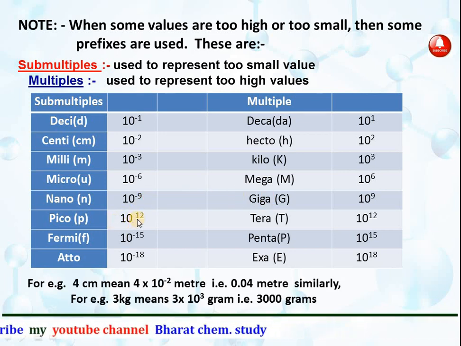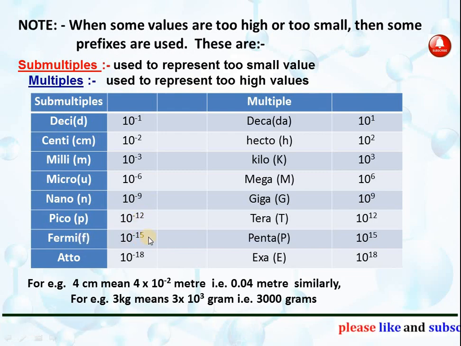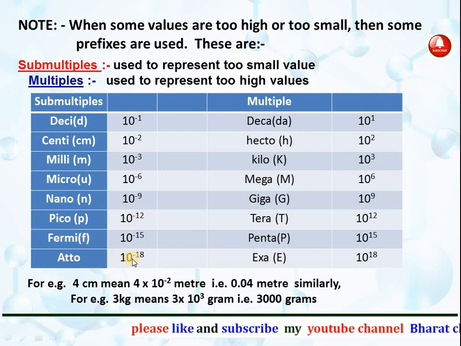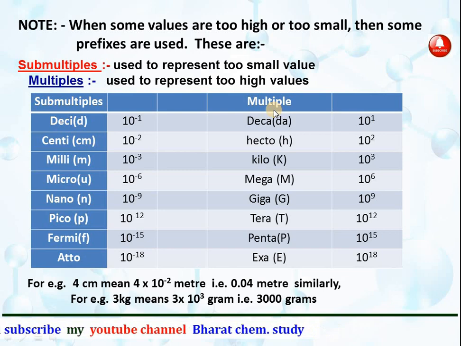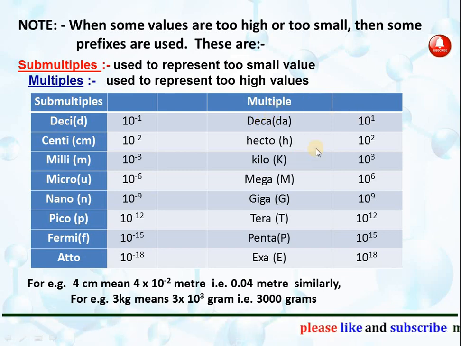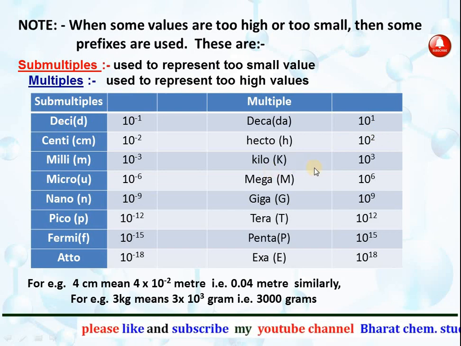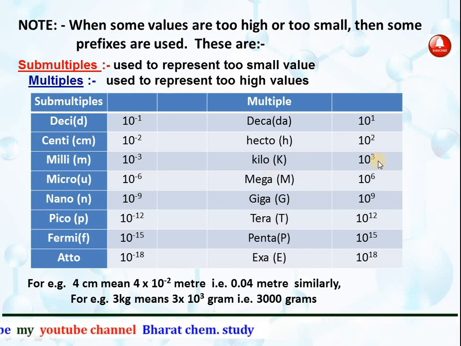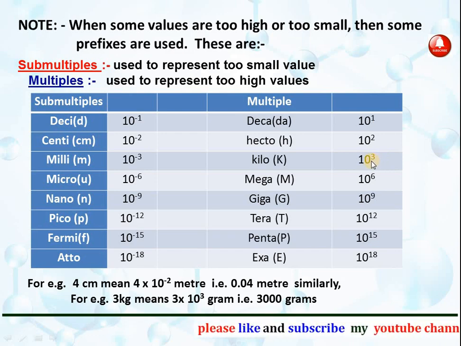Pico, 10 to the power minus 12. Femto means 10 to the power minus 15. Atto means 10 to the power minus 18. Similarly, to represent high values, deca means 10 to the power 1. Hecto means 10 to the power 2. Kilo means 10 to the power 3. So when we write 1 kilogram, here kilo represents 10 to the power 3 grams. So 1 kilogram means 10 to the power 3 grams, means 1000 grams.